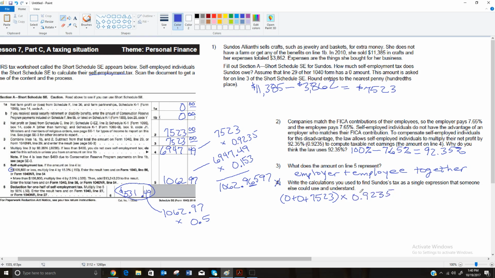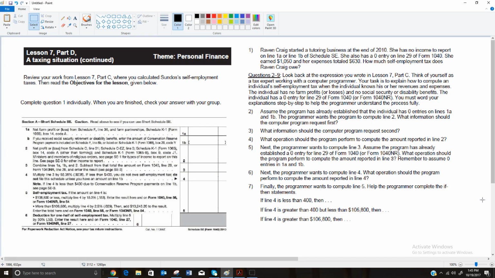And then we took that amount and we multiplied it by 0.153, and then we multiplied that by 0.5. So we added these all up, and then we just did multiply, multiply, multiply. And that would be our single calculation. So that was the end of Lesson 7C, or Lesson 7 Part C.